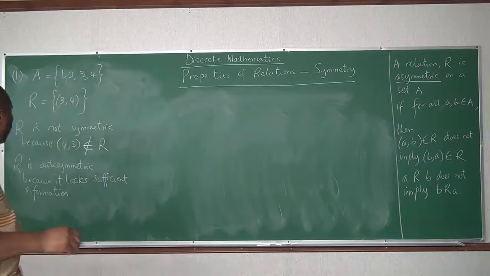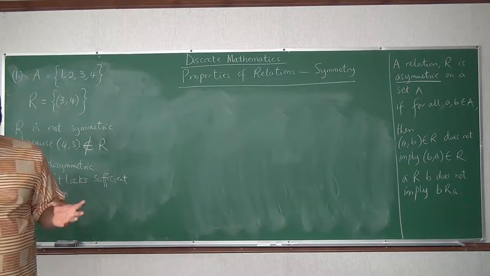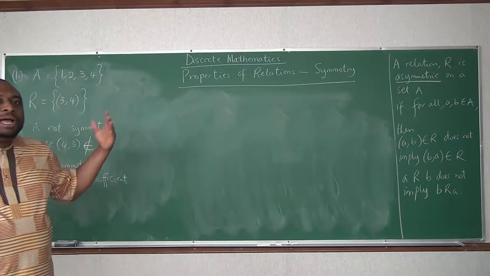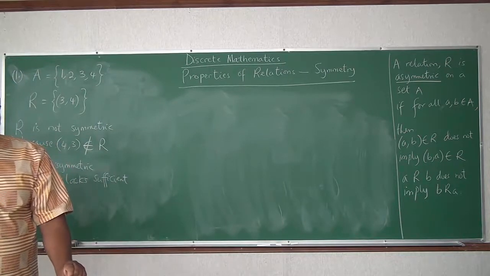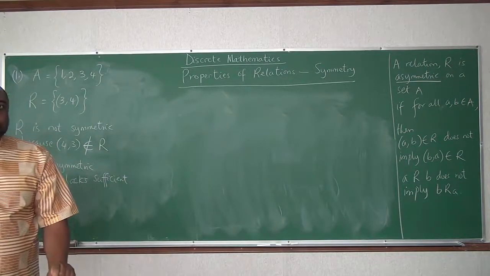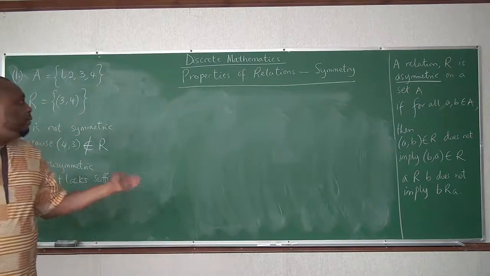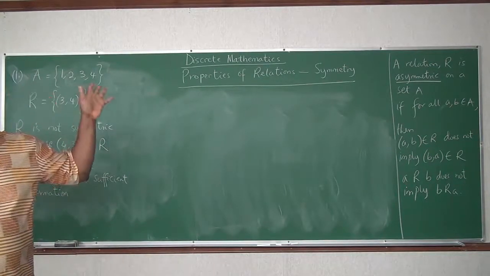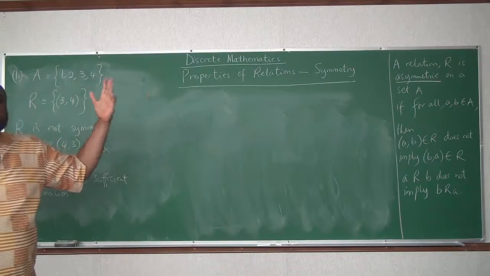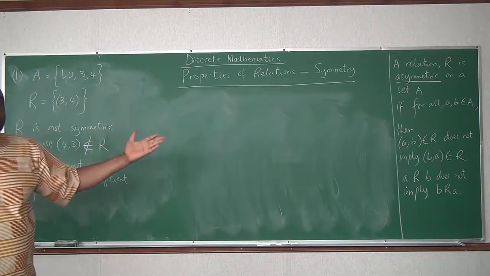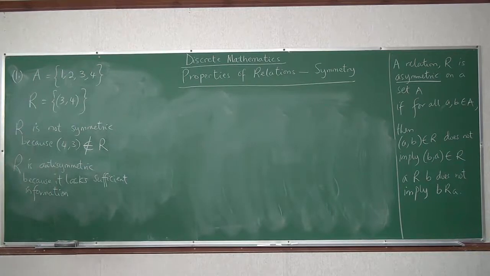Okay? The same thing goes with asymmetric. Remember, with asymmetric, if we have 3, 4, then we should not have 4, 3. So here we have only 3, 4. We don't have 4, 3. So because of that, it is asymmetric.